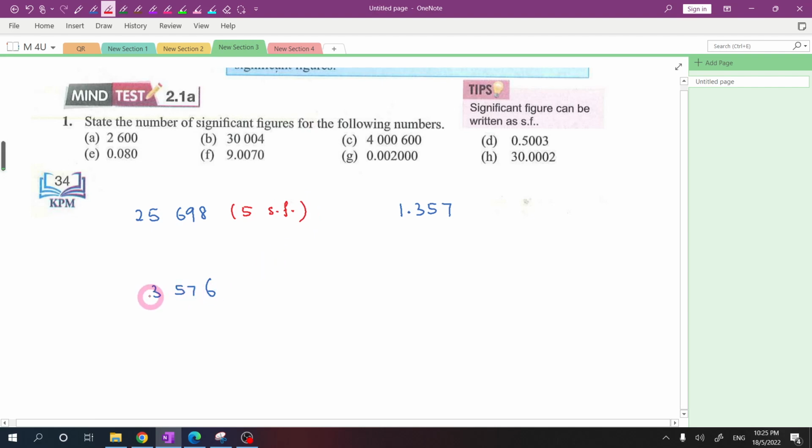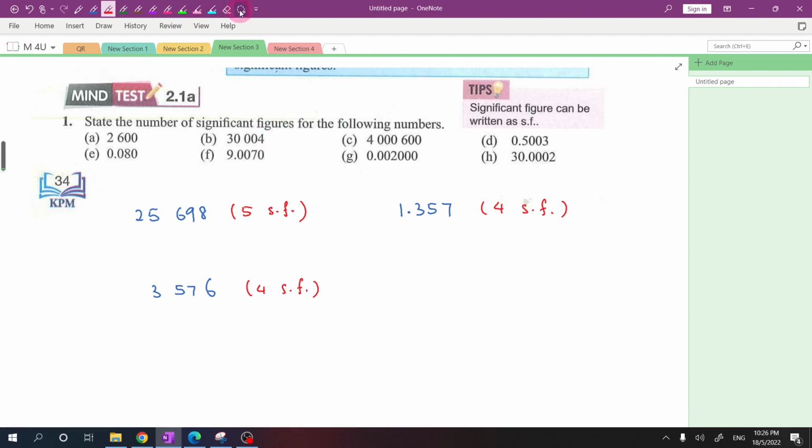How about this one? 1, 2, 3, 4. 4 significant figures. How about this? Same thing. This time it's a decimal, but just remember, every single digit which is not zero is considered a significant figure. 1, 2, 3, 4. So we have 4 significant figures. The problem arises when we have a number with the zero digit, because some zeros are considered significant figures, whereas some are not.